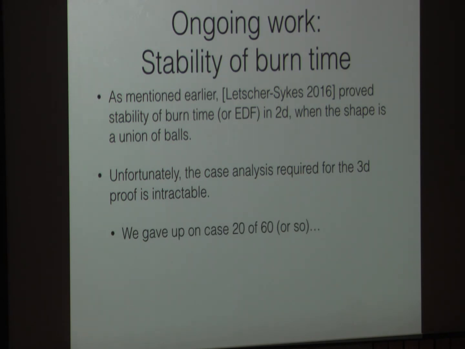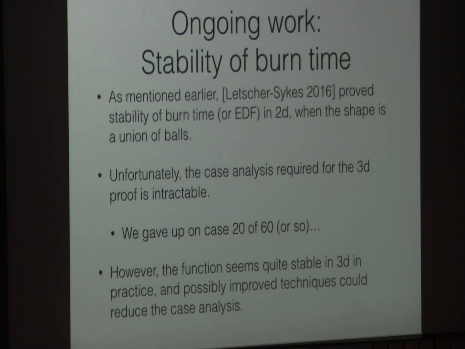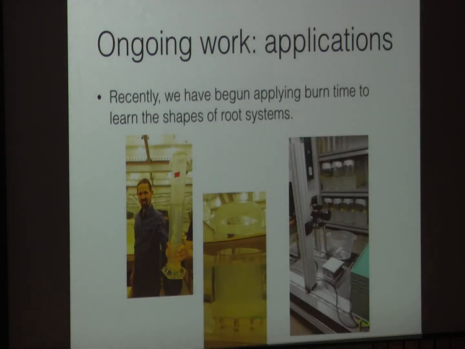I had it that summer, right after he presented this. I was like, we're going to prove this, and the cases exploded, and they're horrible. You have to write down the polynomial systems, and the way 3-dimensional balls can morph around is more than 2-dimensional balls. So it just blew up the case analysis. Every case we looked at was true, but we can't prove it using those techniques. The function does seem quite stable in practice. I think this is worth looking at, but we're going to use some new techniques to do it.